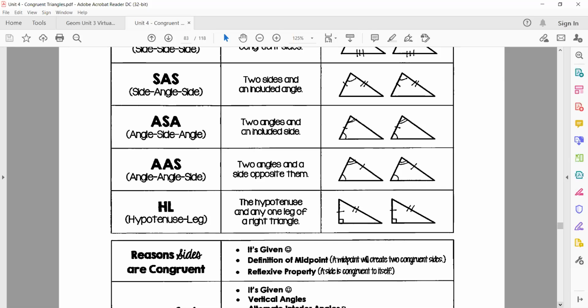Now, the reflexive property is kind of a strange one. If you're not familiar with the reflexive property, let's see if I can draw it. It's a line that is congruent to itself. So I got 2 triangles here.